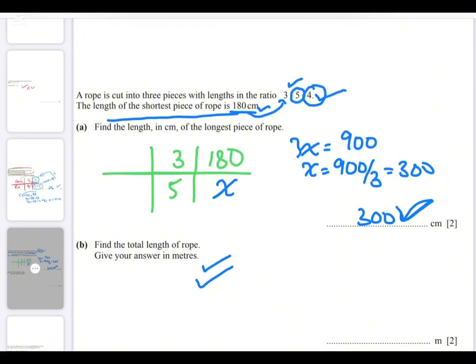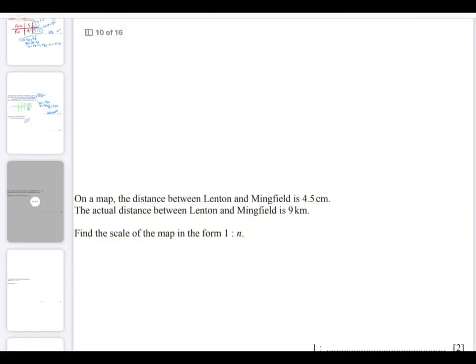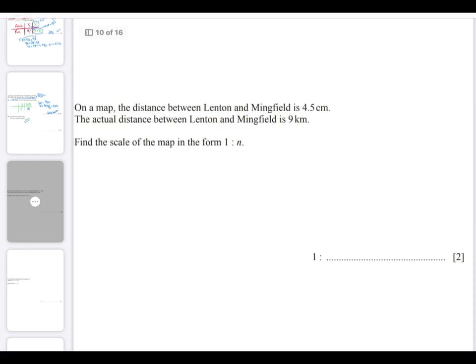Okay, now on the map, the distance between London and Mingfield is 4.5 centimeters. Okay, 4.5 centimeters.